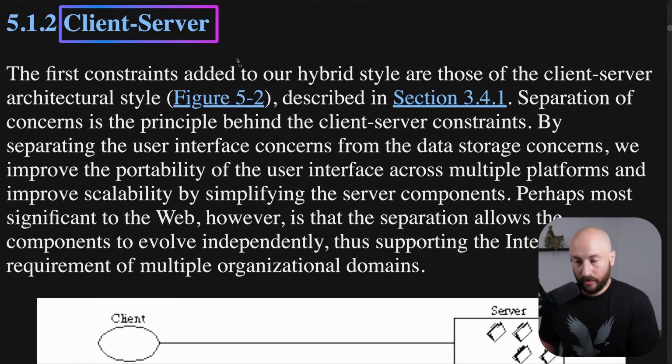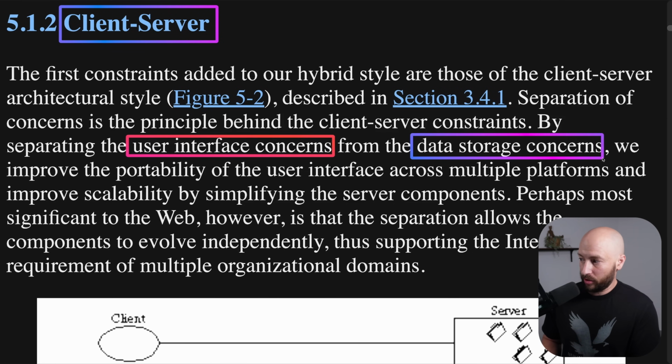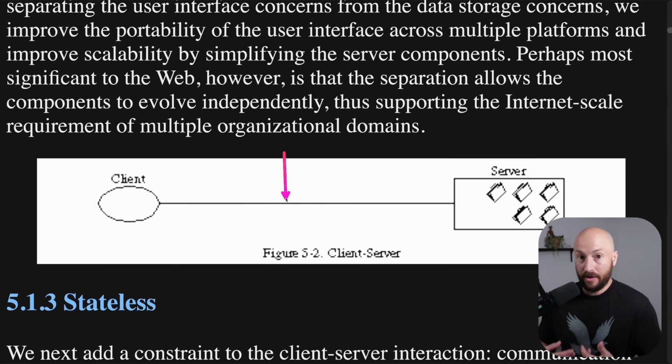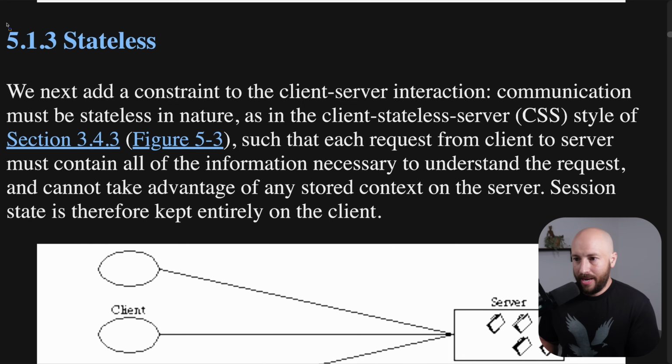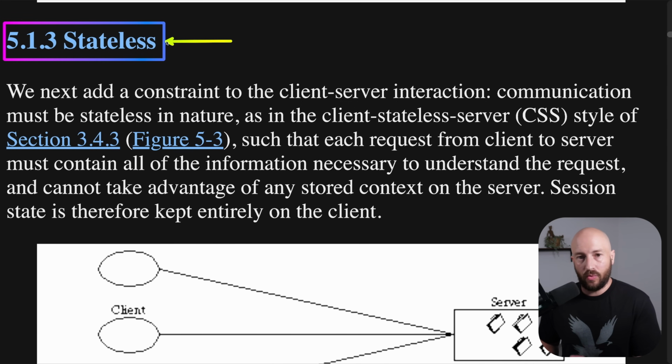Number one is client-server, and this should be pretty straightforward. On one side we have the client, and on the other side we have the server, and basically what we're doing is we're separating the user interface concerns from the data storage concerns. This line over here represents information being transferred over the internet, over the World Wide Web. And this simply represents two applications where on one side, you have the side that's responsible for the user interface. And on the other side, you have the server with the various logic that you have and the underlying data access.